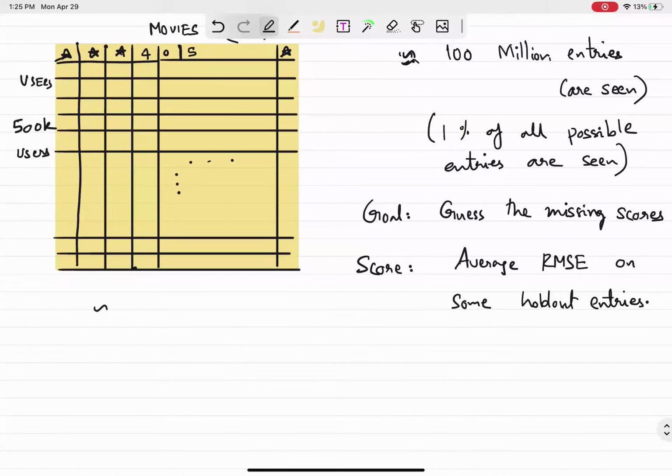So, you roughly need about 8 GB RAM to store the matrix. Okay, so what was the challenge?